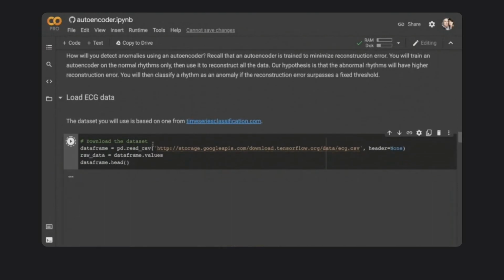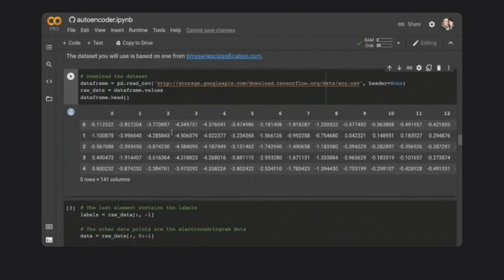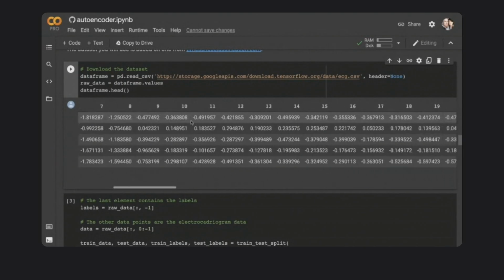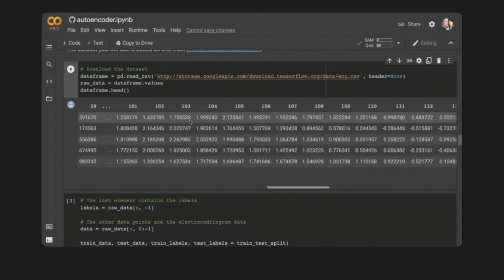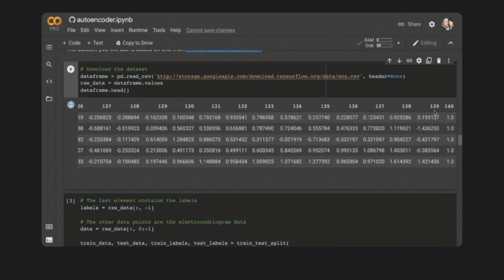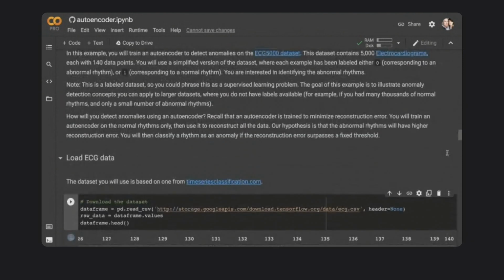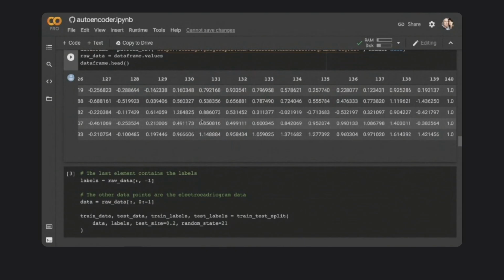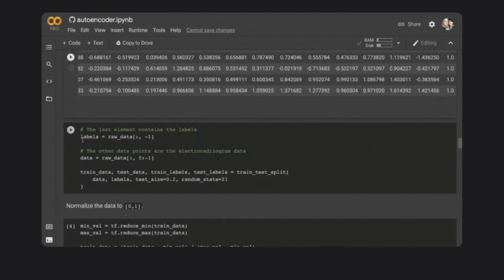The first thing I'm going to do is just download the data set and run it. We can just use pandas. It's a CSV, so we're downloading the ECGs as a CSV. When we use pandas, we can take a look at the data. If I scroll all the way to the right, we'll see that there were 140 data points in the data, and then the final column is the label. Again, it's 0 for an abnormal rhythm or 1 for a normal rhythm. So what we're going to do is filter out all of the normal rhythms.